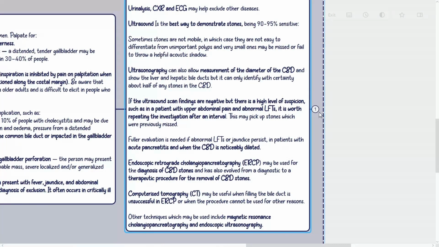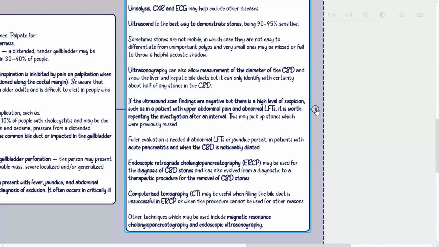Ultrasonography can also allow measurement of the diameter of the CBD and show the liver and hepatic bile ducts, but it can only identify with certainty about half of any stones in the CBD. If the ultrasound scan findings are negative, but there is a high level of suspicion, such as in a patient with upper abdominal pain and abnormal LFTs, it is worth repeating the investigation after an interval. This may pick up stones which were previously missed.